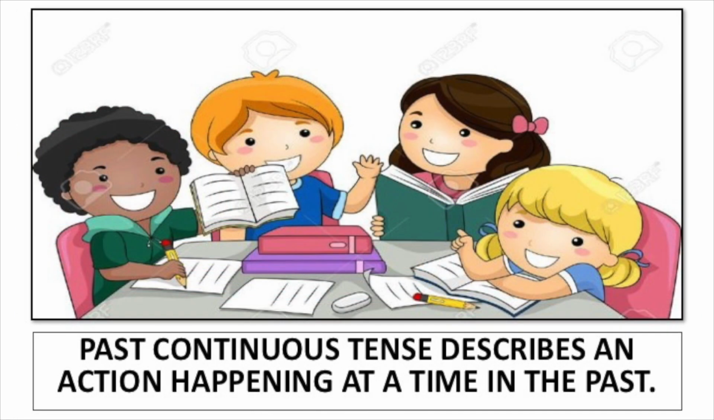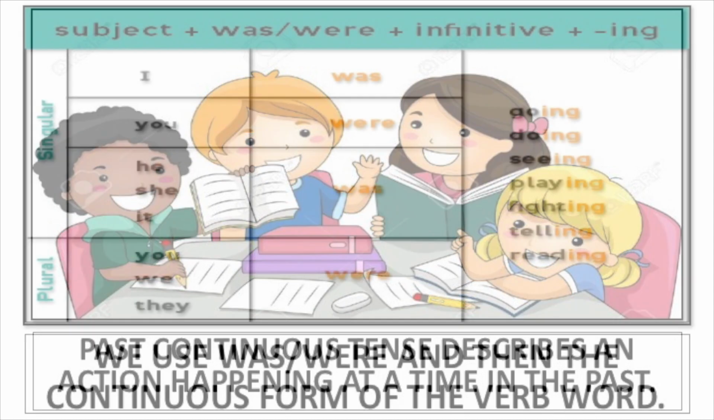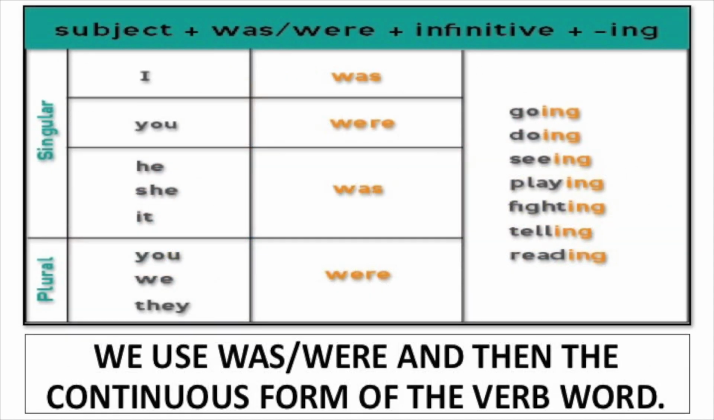Past continuous tense describes an action happening at a time in the past. Okay, like we've learned already with our sentence structure, we can talk about actions that were happening at a specific time in the past. We use was or were, and then the continuous form of the verb word. For example, I was going.